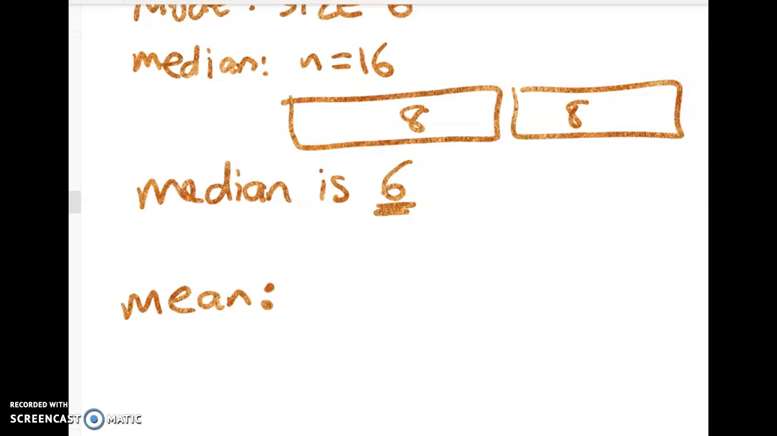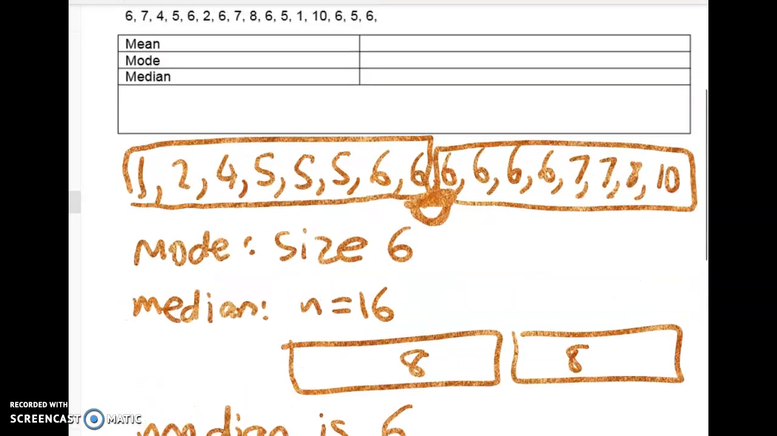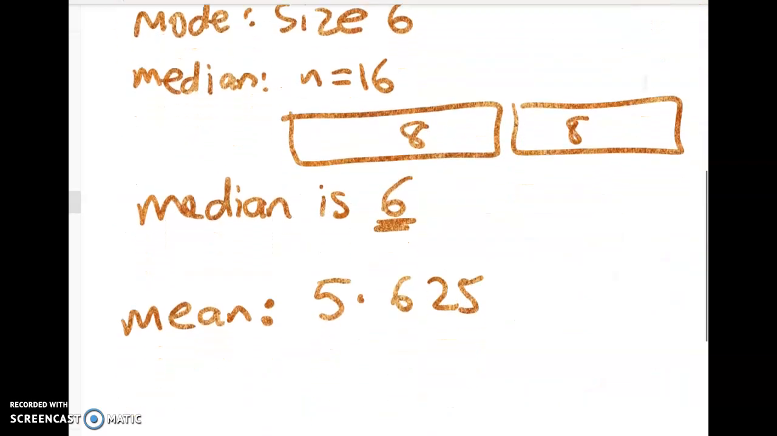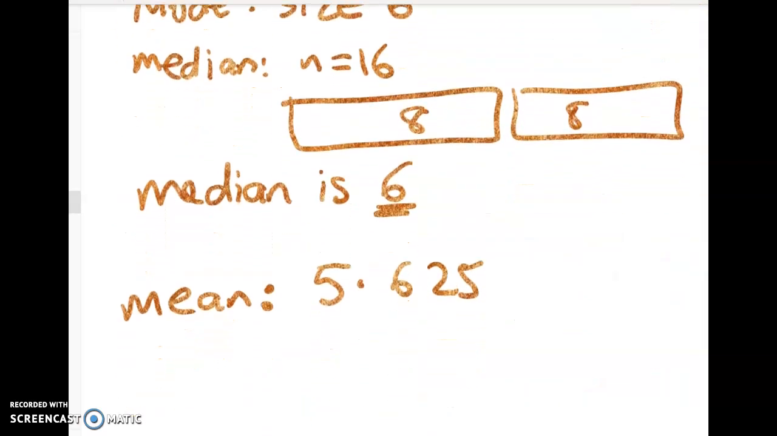I'm just going to give the answer on this because I think most of you watching this can do this, and I don't want this going on for too long. So it's 5.625, right? So that's the total of all those numbers divided by 16. So which one of those is the most useful?